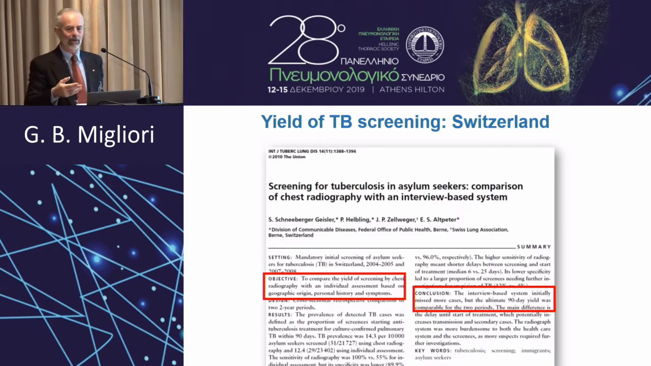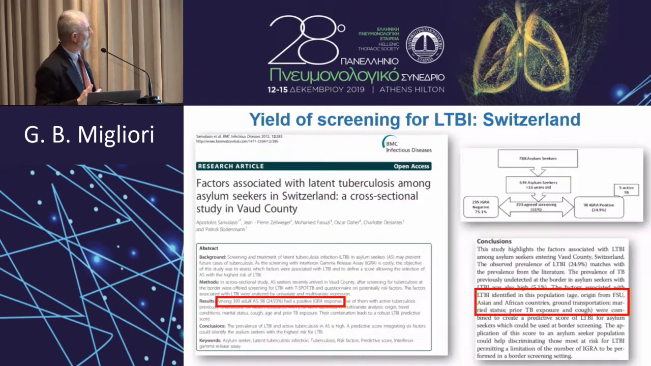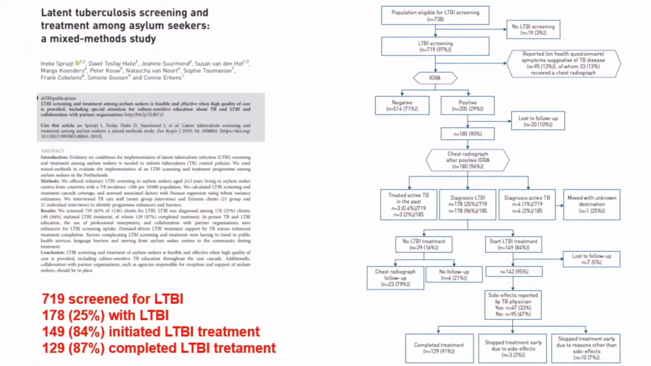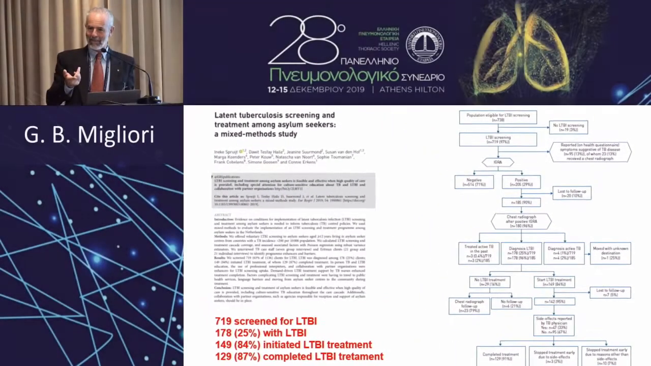This was complicated to do, but it was an interesting model conceptually to try to screen the ethnicities which need it. This is Switzerland. This is the experience of the Netherlands. Katerina has presented the experience on TB disease; this is the experience on latent. On latent, you see, they screened 719 people in this paper. 25% were infected, 84% initiated treatment, and 87% of those who started completed treatment. This means it's possible.